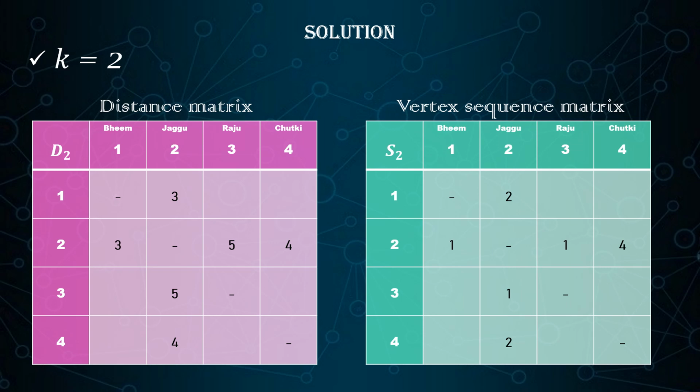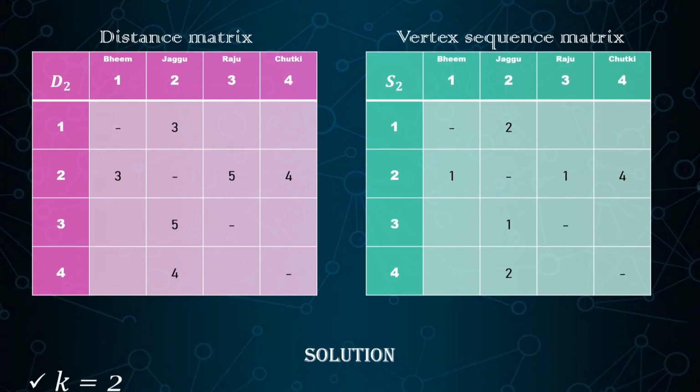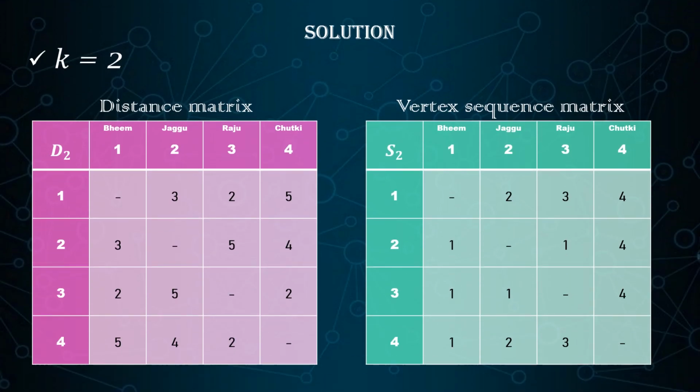Now we shall compute for k is equal to 2 by keeping the second row and second column fixed and computing the rest of the values. You can pause the video and compute yourself and check whether any of the cell values change or not. We see that none of the values have changed. Thus, the D2 matrix which we obtain is the same as the D1 distance matrix, and the S2 matrix also is the same as the S1 matrix.